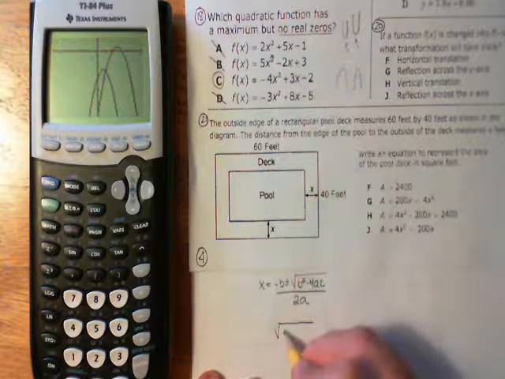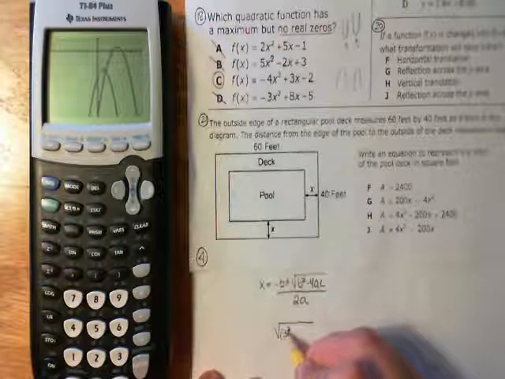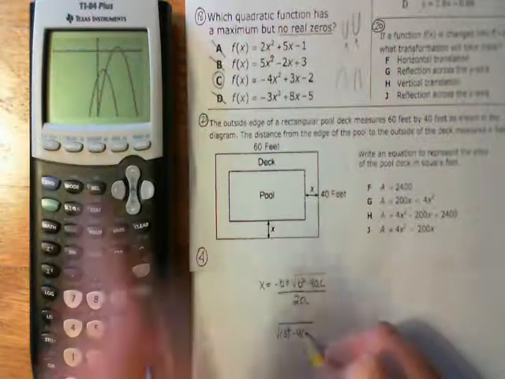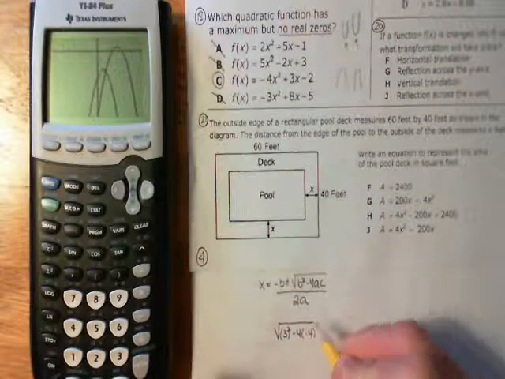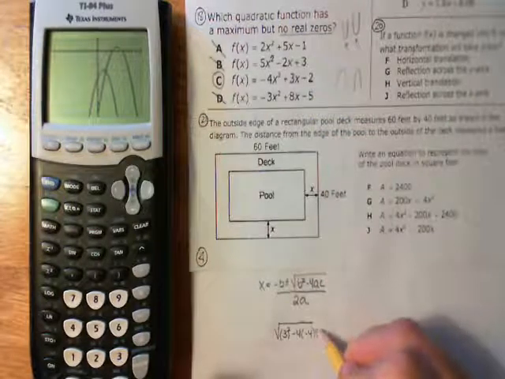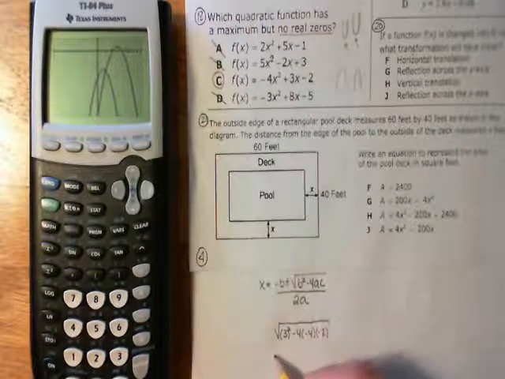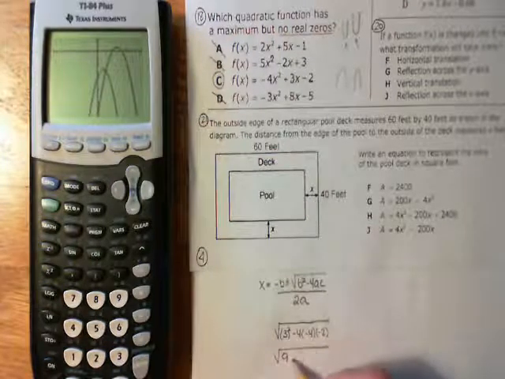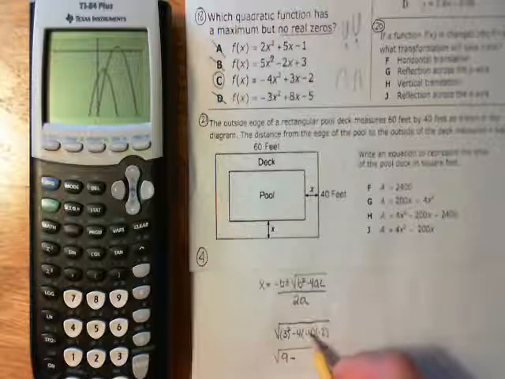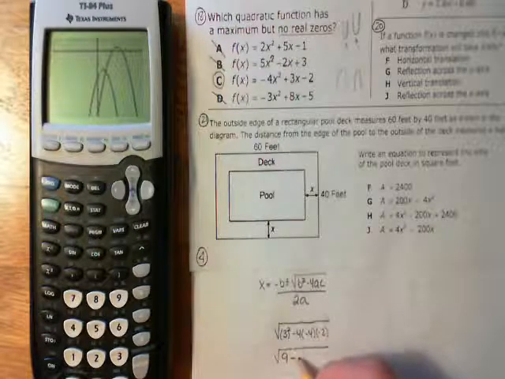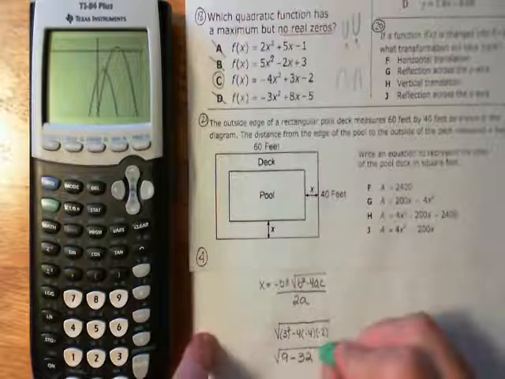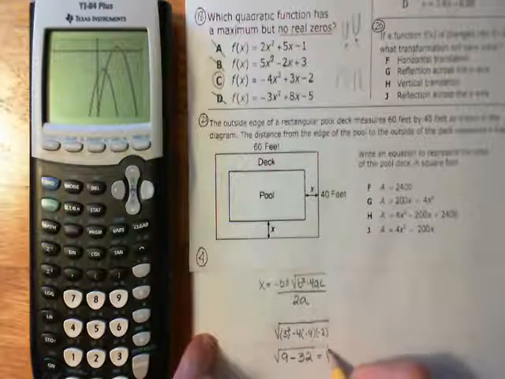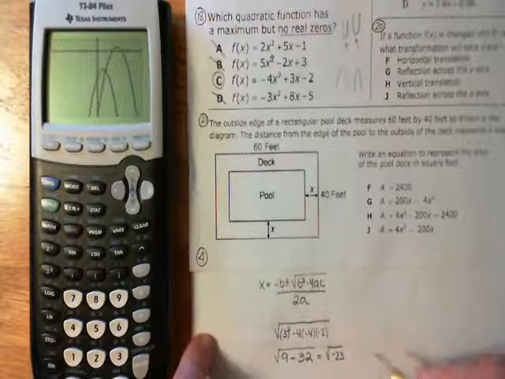So let's plug in 3. It would be 3 squared minus 4 times a, which happens to be negative 4, times c, which is negative 2. Alright, if we plug that in, this would be 9. Negative times a negative times a negative is a negative. 4 times 4 is 16, times 2 is 32. Alright, so this will be negative 23.